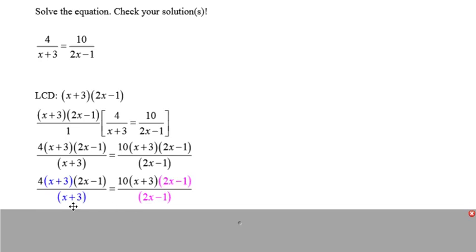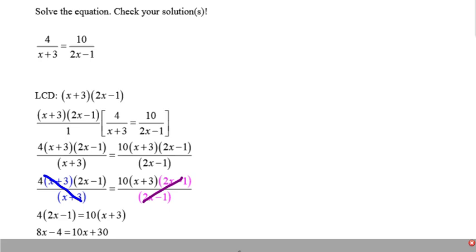We know something divided by itself is 1, so if we divide out the x plus 3's, we're left with 4 times 2x minus 1. If we divide out the 2x minus 1's, we're left with 10 times x plus 3. Well, 4 times 2x minus 1 would be 8x minus 4, and 10 times x plus 3 would be 10x plus 30.